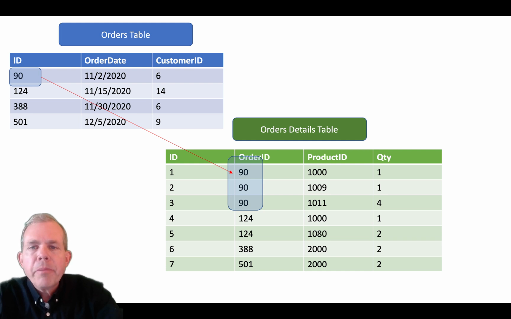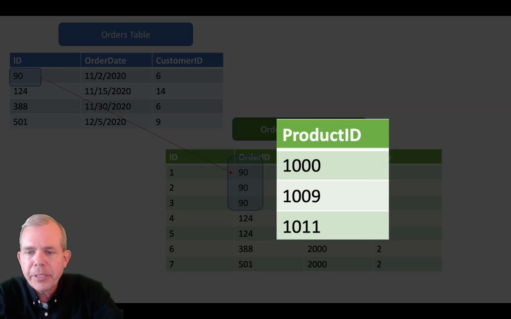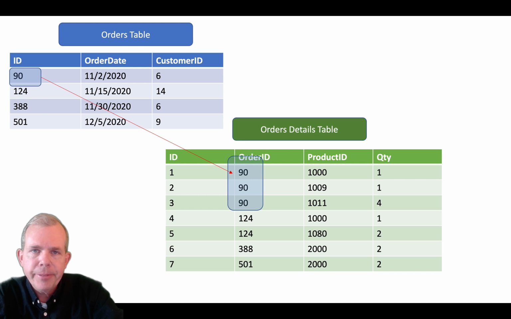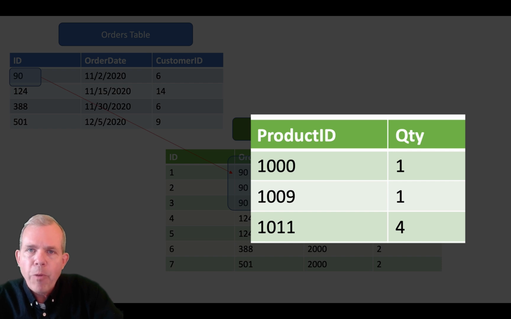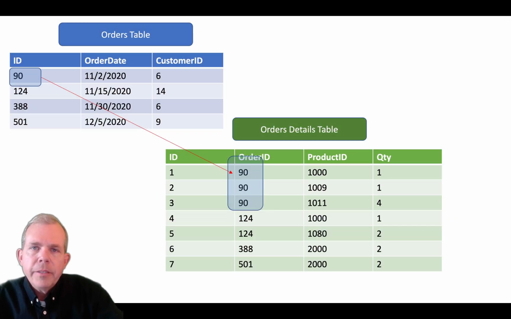So what did this person buy? Well, we can see that they bought product number 1000, 1009, and 1011. Now once again, the only way I could know what these products are is to go look into the products table and look those up. We don't know what the description is, we don't know what the price is. We would have to go find that. What we do know is how much this person purchased. So quantity 1, 1, and 4 for these three items. So when you transform your shopping cart into an order, you're going to create multiple lines in two different tables.